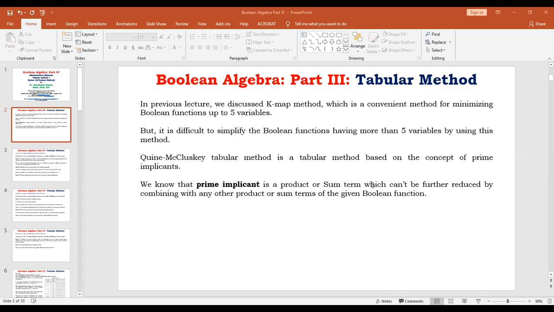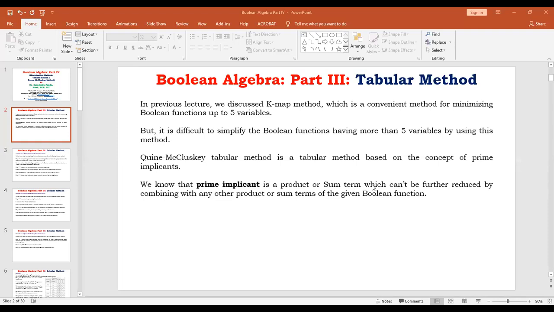The Quine-McCluskey tabular method is based on the concept of prime implicants. A prime implicant is nothing but a product or a sum term, product for the SOP expression and sum for the POS expression, which cannot be further reduced by combining with any other product or sum terms of the given Boolean function. So this is the last result. We cannot simplify again after getting the prime implicants.